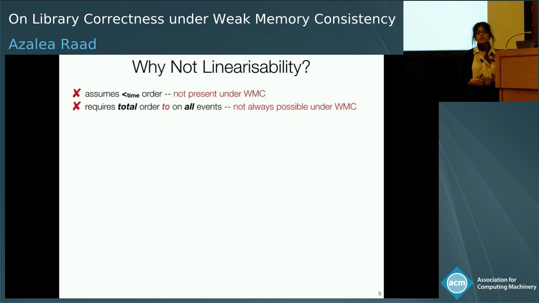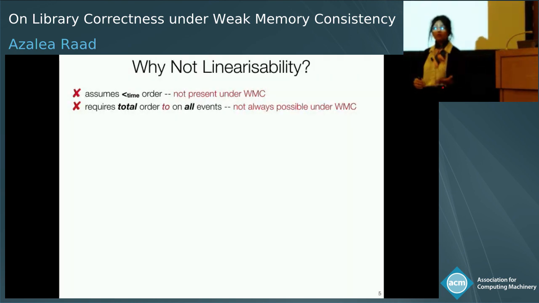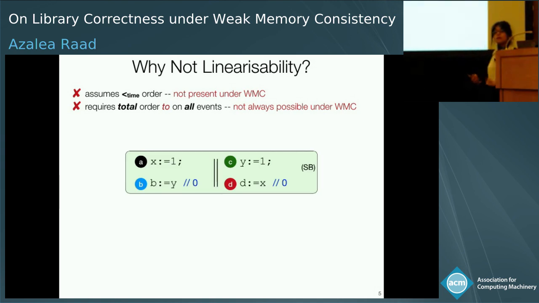Now, why is linearizability not suitable for us? The first answer is that it requires this real-time order, which is not very realistic. But more importantly, it requires the existence of this total execution order. And that's definitely not always possible under weak memory models. To understand this, I'm going to show you this litmus test known as the store buffering behavior that is present in all weak memory models.